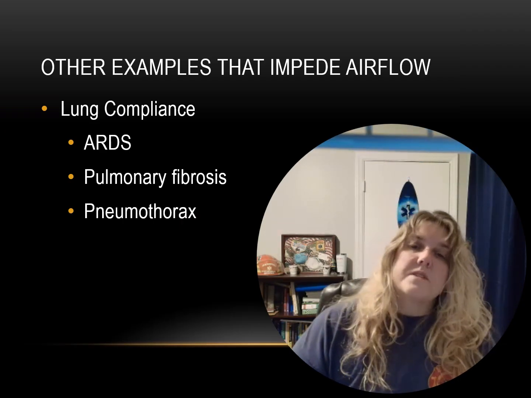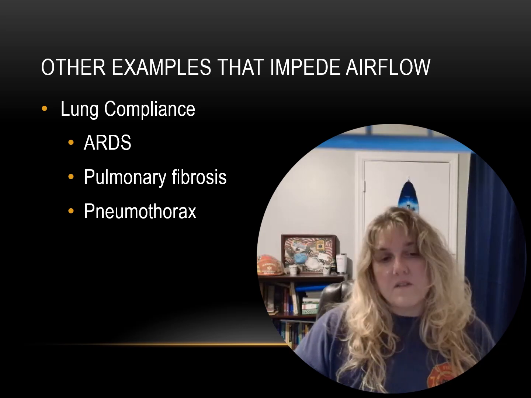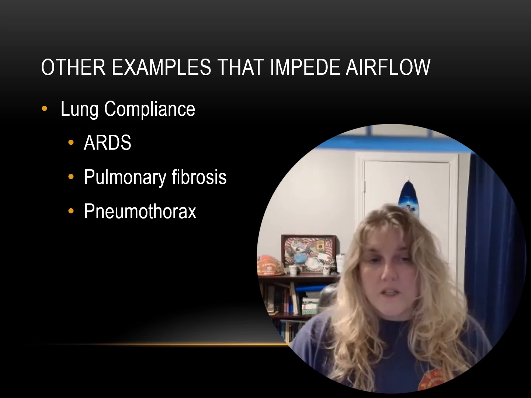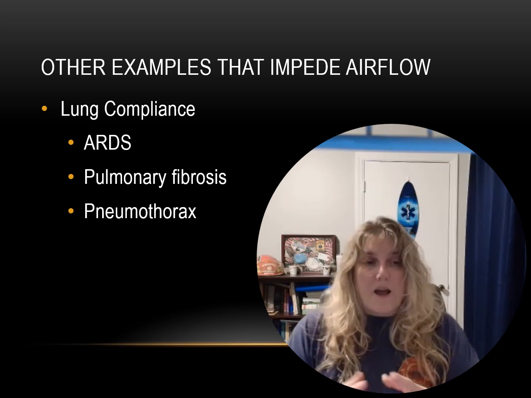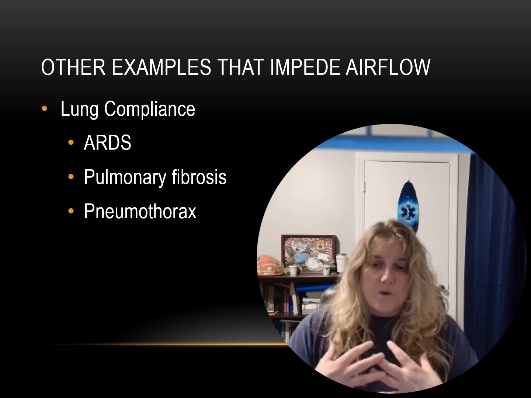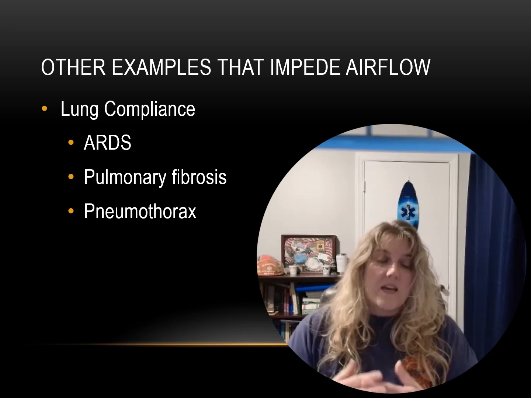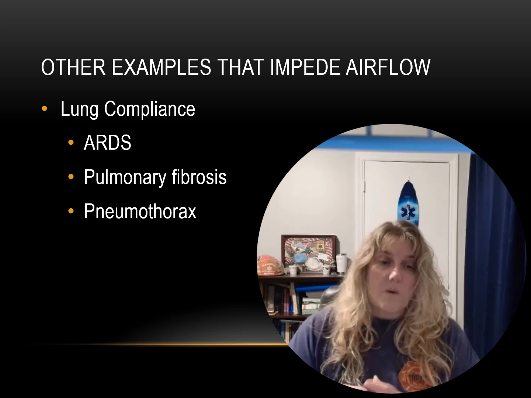Now, some other examples that impede airflow include ARDS, pulmonary fibrosis, and pneumothorax. So ARDS is adult respiratory distress syndrome. They don't fully understand the pathophysiology behind this, why it happens or doesn't happen. They have been able to tie it to chest wall trauma as a higher risk for developing ARDS. It carries a very high mortality rate because it's very hard to correct.